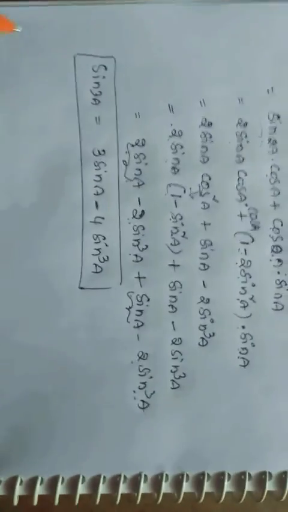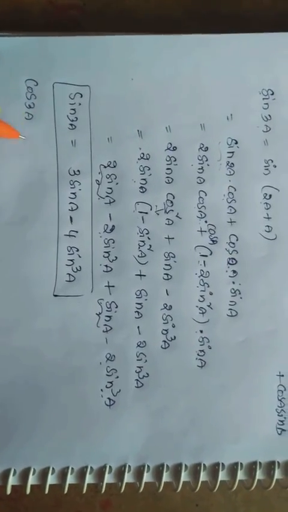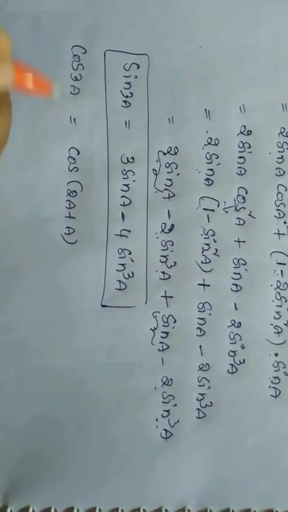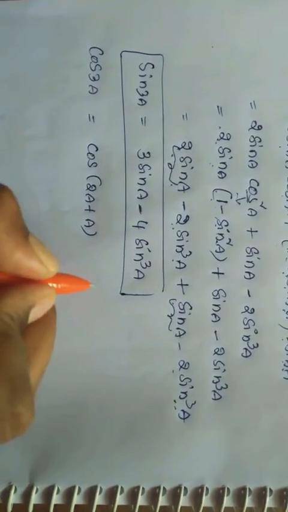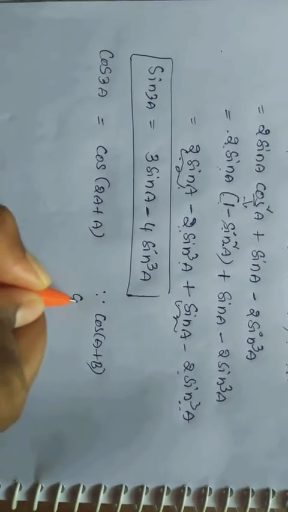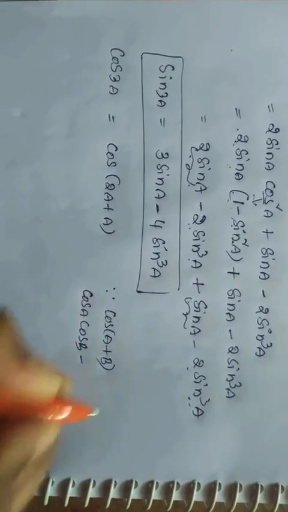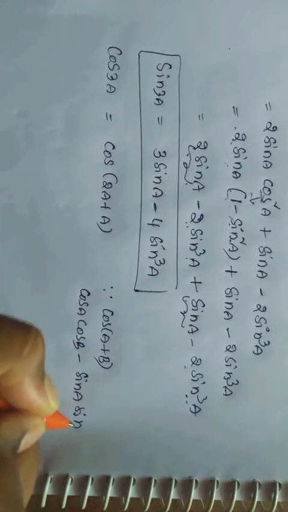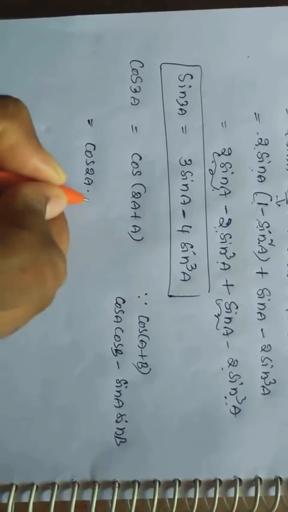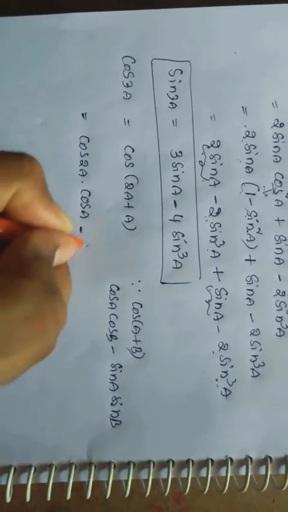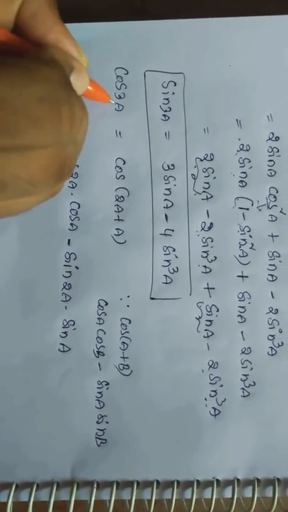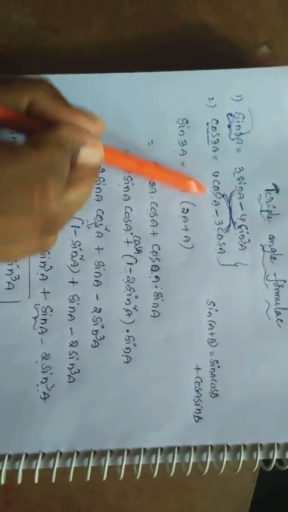Next, coming to the cos 3A. Cos 3A, we can write as cos 2A plus A. If you want to do cos 3A is equal to cos 2A plus A, here we have to remember one thing, that is cos A plus B. Cos A plus B is nothing but cos A cos B minus sin A sin B. So here we can write this one as cos 2A into cos A minus sin 2A into sin A. This is cos 3A.